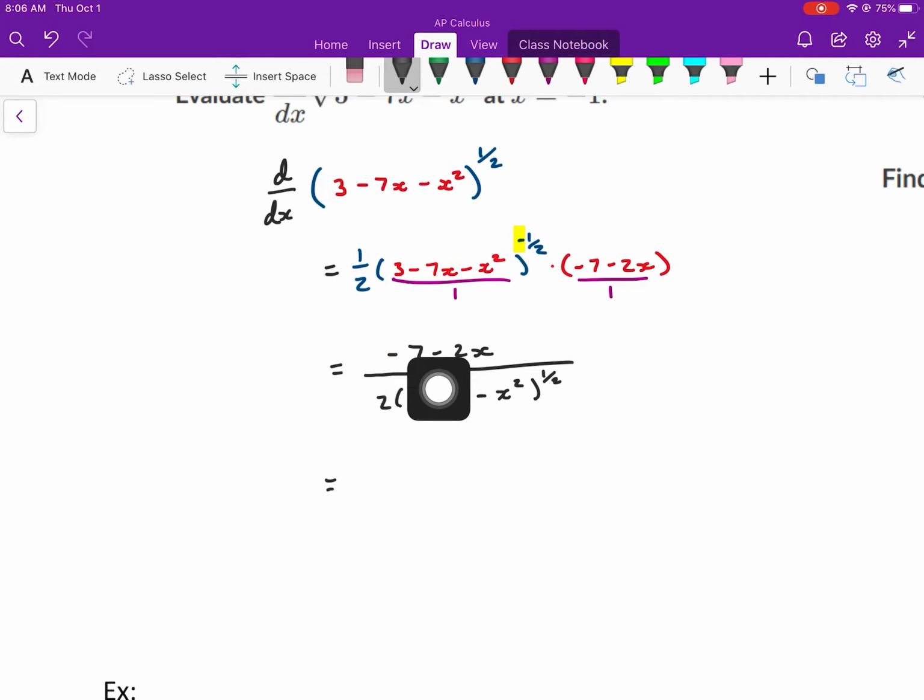I'm going to go ahead and factor out the negative and put it in front of the fraction sign just to show you that is an option. So what you're doing is you're factoring out the negative from the 7. So it becomes a 7 plus 2x. And then just putting that negative out in the front. So we'll have 7 plus 2x on the top. And the bottom is 2 times the square root of 3 minus 7x minus x squared.